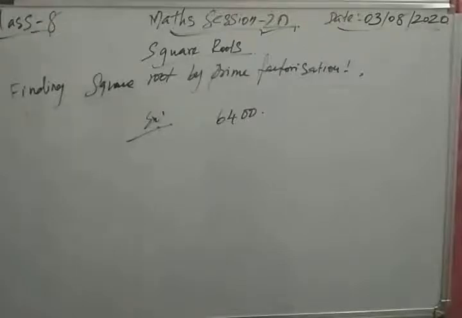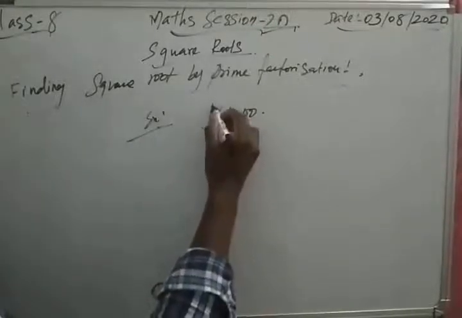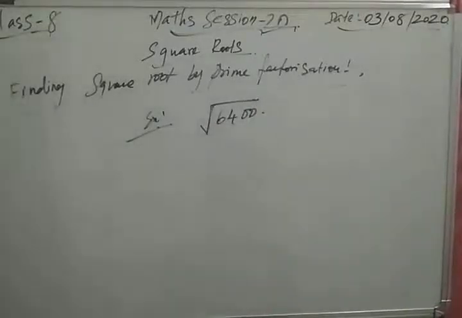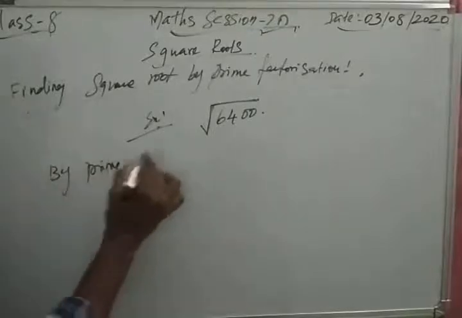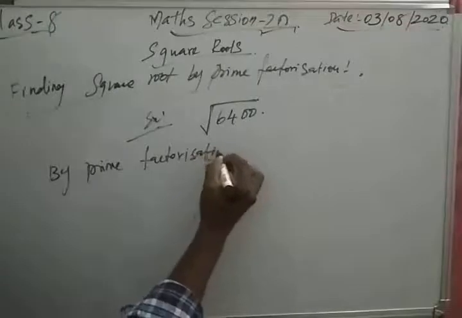Already we know the prime numbers, right? Basic prime numbers, no need of big numbers. Basically you must know which are the prime numbers. So according to that, how do we have to modify the square root? Find the square root of 6,400 by the prime factorization method.